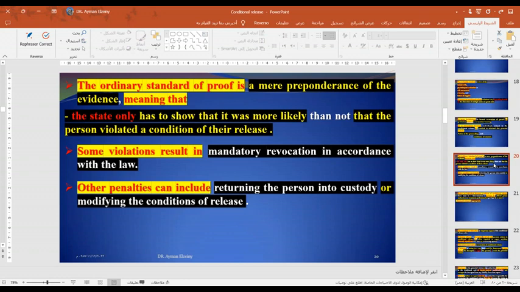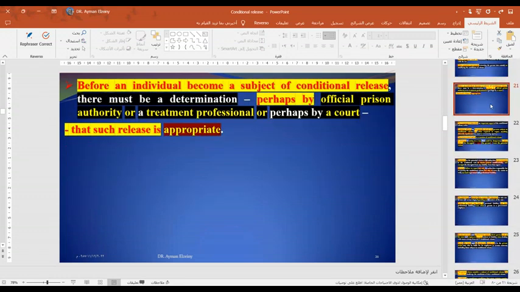Some violations result in mandatory revocation in accordance with the law. Other penalties can include returning to prison or modifying conditions of release. Before the inmate becomes a subject of conditional release, there must be a determination, perhaps by the official prison authority, probation treatment, parole treatment, or a treatment professional, or perhaps by a court, that such release is appropriate.